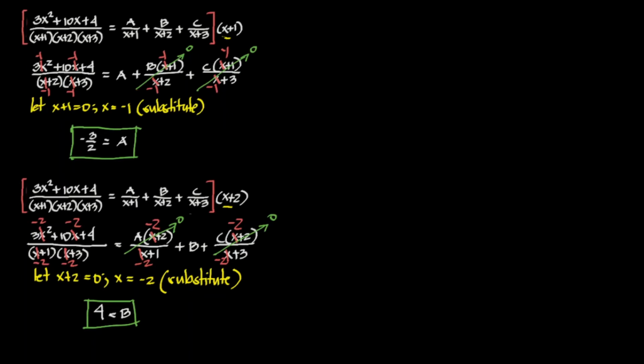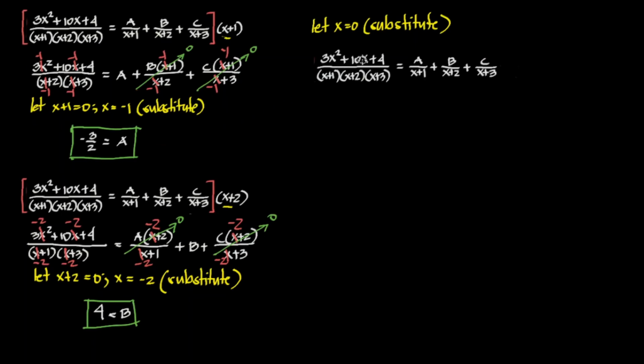Let natin x is equal to 0. Ayan. Tapos, i-substitute natin sa original na equation, which is itong equation na to. So, replace lang natin si x to 0. So, ito yon 0, 0, ayan, ang daming 0.